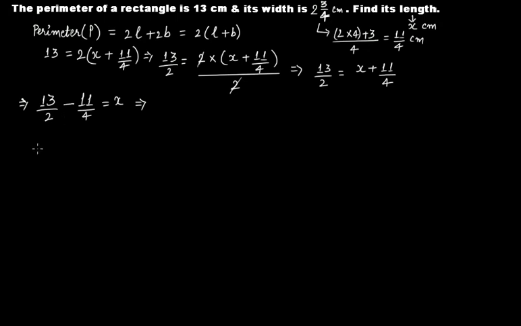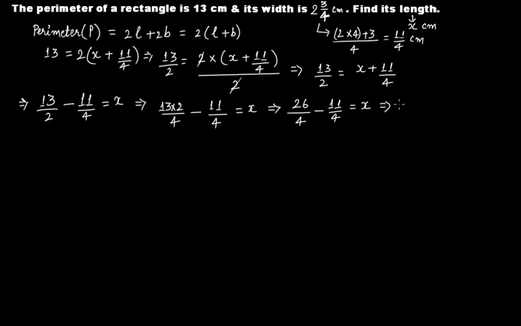Take the LCM of 2 and 4. The LCM of 2 and 4 is 4. So if you want the denominator as 4 in this rational number, divide 4 by 2, you get 2 as the quotient. So this becomes 13 times 2 by 4 minus this, it is already 4, so write 4 and 11, is equal to x. This becomes 26 by 4 minus 11 by 4 is equal to x.